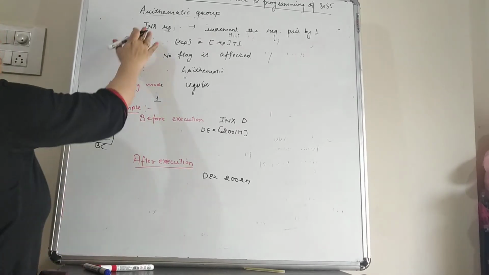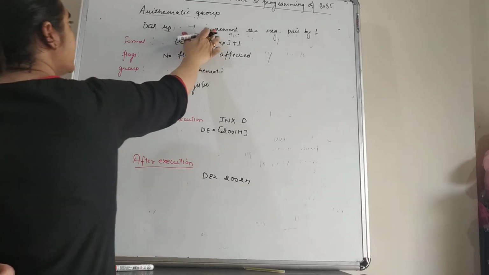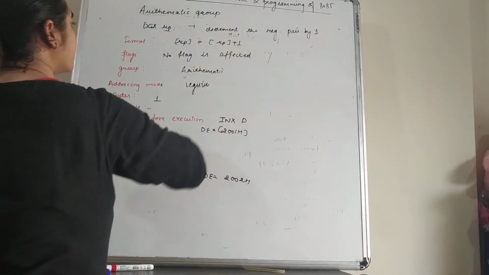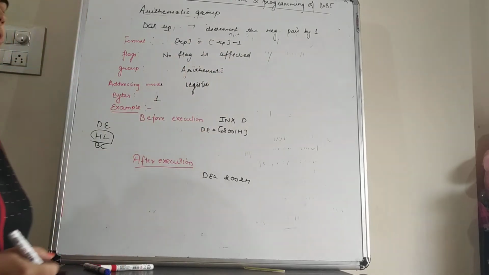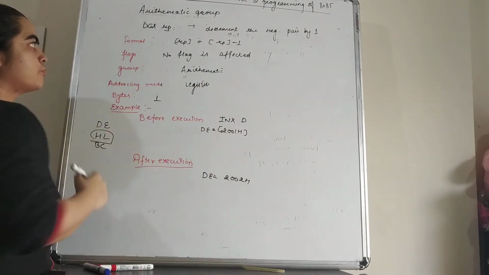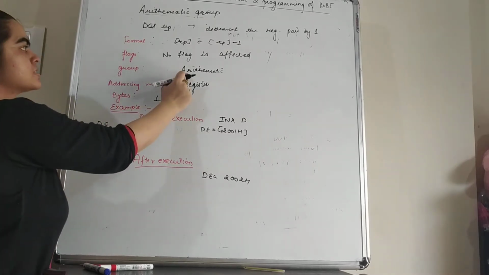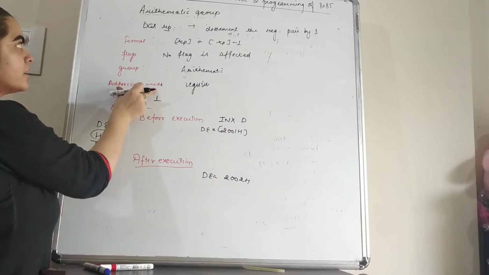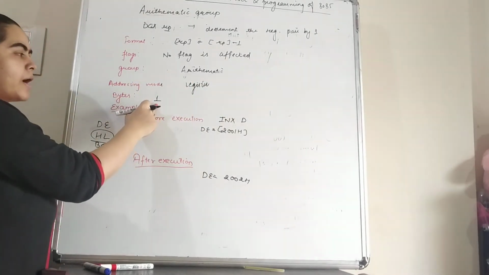Now the next instruction we have is DCX. That means we can decrement the register pair by 1. So that means we can decrement the memory address of the register pair by 1. Again, there is no flag affected by this instruction, the group of this instruction is the arithmetic group, the addressing mode is register, and the bytes occupied are 1.